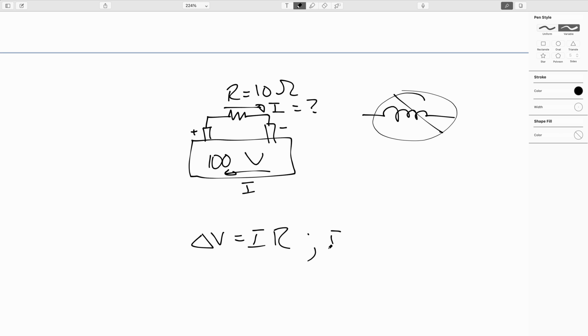Here we want the current, so I will equal delta V over R. So it'll be 100 volts over 10 ohms, which is 10 amps, which is a decent chunk of current, but totally reasonable. I mean, a typical household breaker in the United States is set to trip at 15 amps, so that's not an unreasonable amount of current to be drawing.